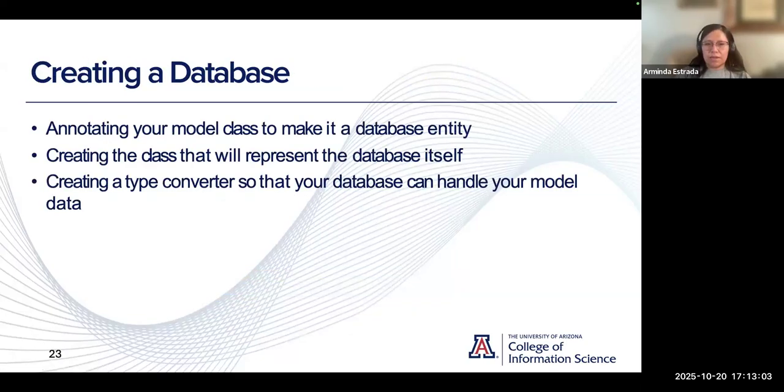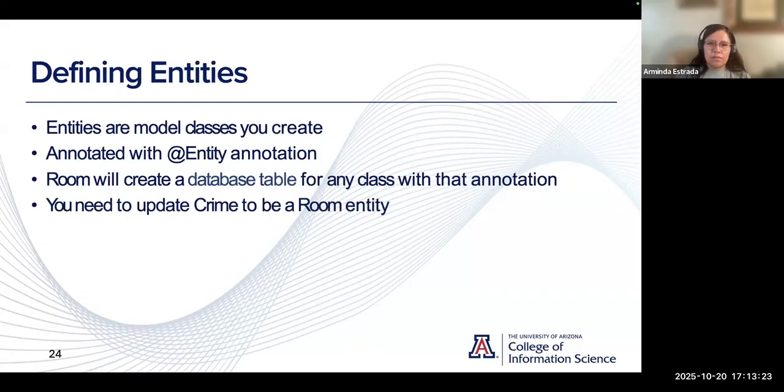So creating a database, annotating your model class to make it a database entity. Once you create this class, you will create the class that represents the database itself. So that's the entity. Then creating a type converter so that your database can handle your model data. Entities are model classes you create, so we annotate them with the @Entity annotation. You know how you have that glucose class? You're now going to add @Entity to identify it as an entity, pretty much the class for the model. Okay. In Room we'll create a database table for any class with that annotation.